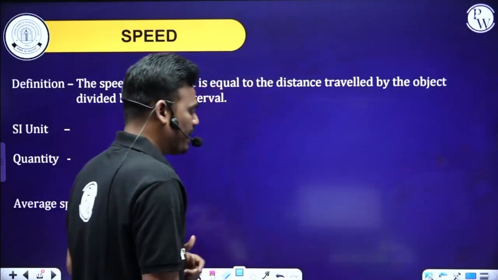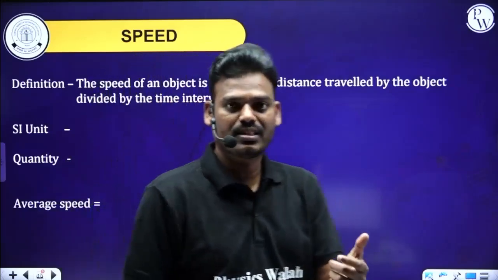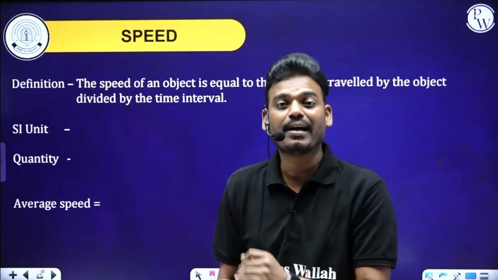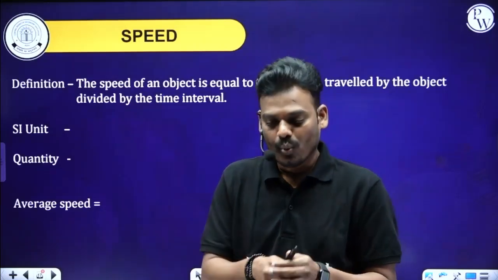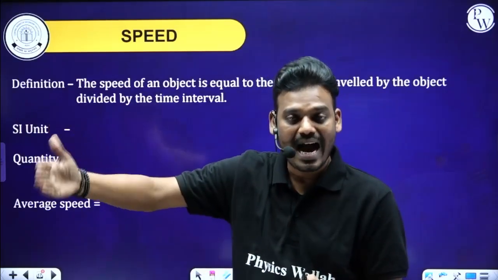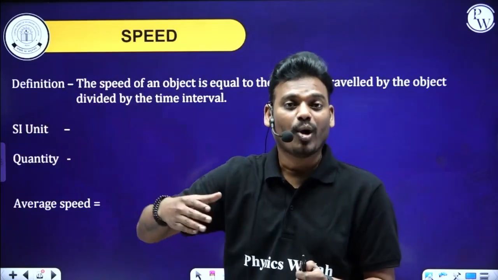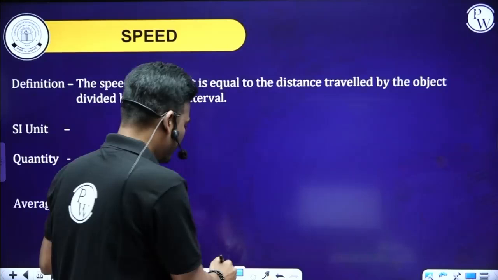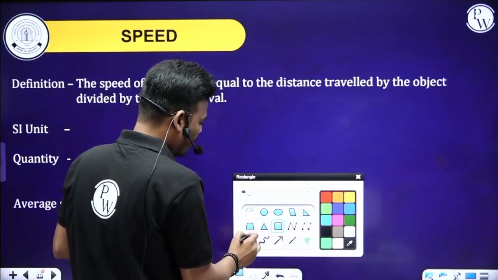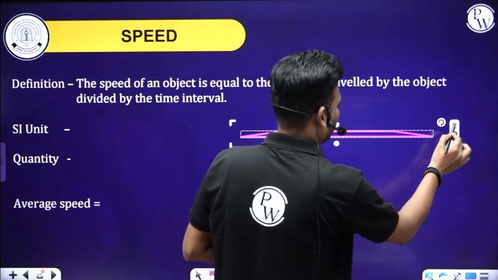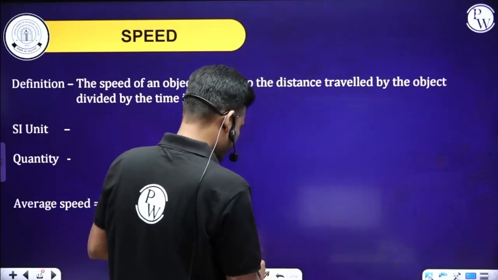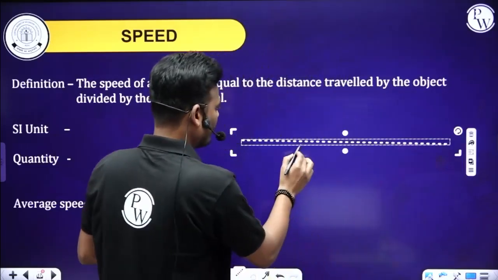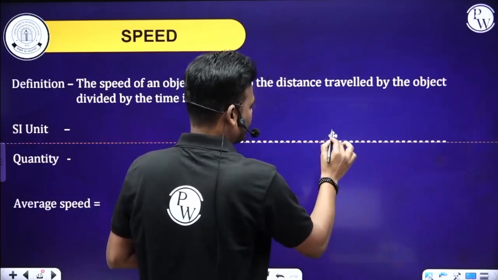So speed is nothing but the rate of change of distance, or the distance traveled by the body divided by the time taken. What is the distance traveled by the body and what is the time taken by the body? That gives you the speed of the body. Let's try to consider an example. Four cases I'll consider.